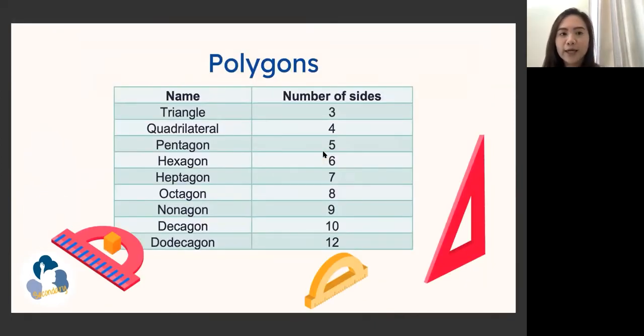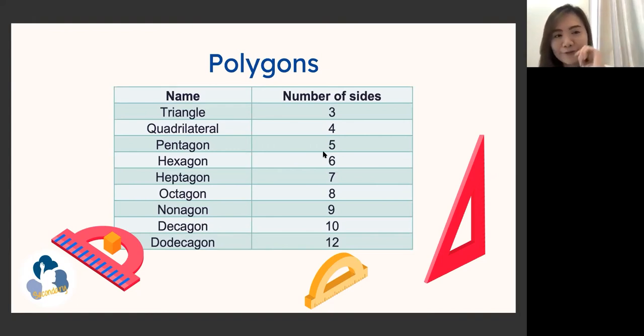Polygons. Triangle, three sides. Three sides we call it a triangle. Four sides we call it quadrilateral. Five, pentagon, hexagon, heptagon, octagon, nonagon, decagon, dodecagon. If you can recite like this in the exams, then you have no problems dealing with polygon questions. Remember the number of sides.